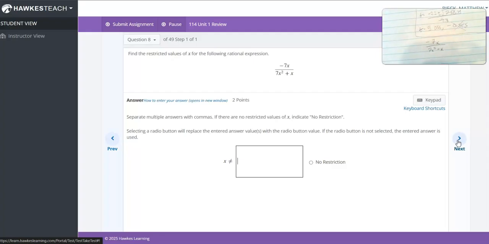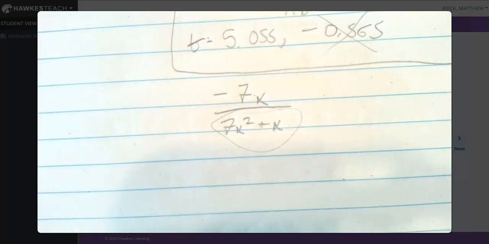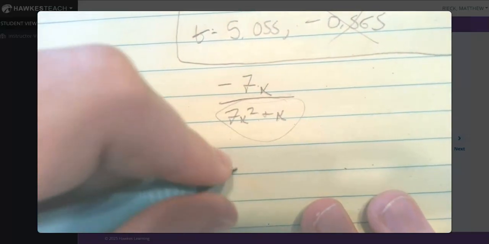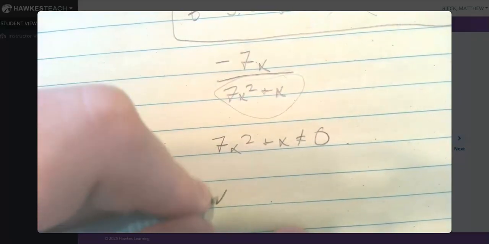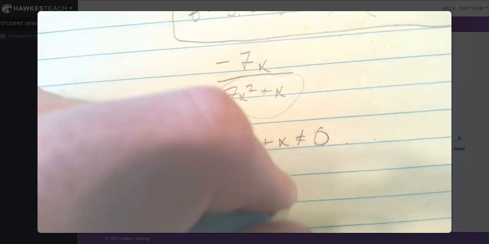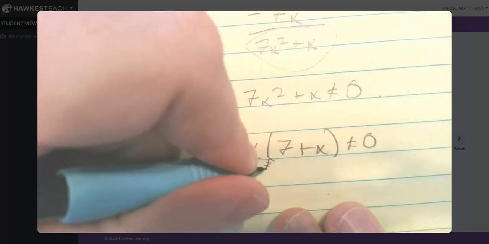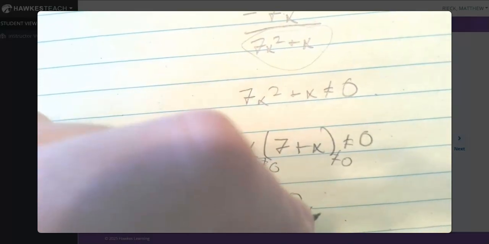All right, so the next thing it asks is for us to find the restricted values for the following rational expression. Your restricted values are when your denominator equals 0, so you can't divide by 0. So to find the restricted values, we have 7x squared plus x cannot equal 0. And then it's just a matter of solving this quadratic equation. In this case, this can factor nicely. Just like when we have it equals 0, we can do the same thing with not equal 0. So we end up with x cannot equal 0 and negative 7.